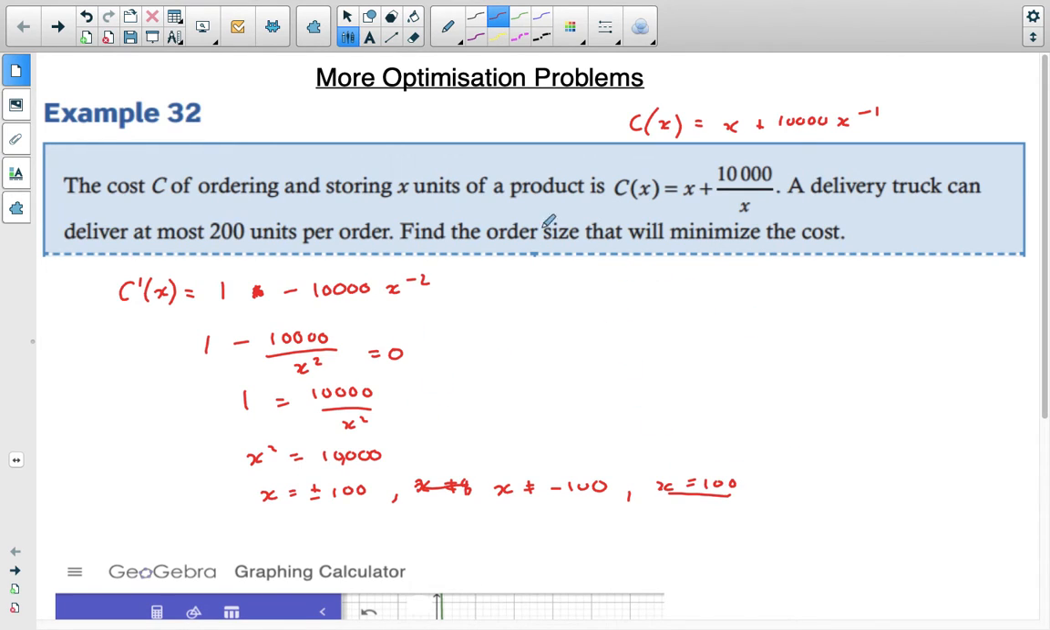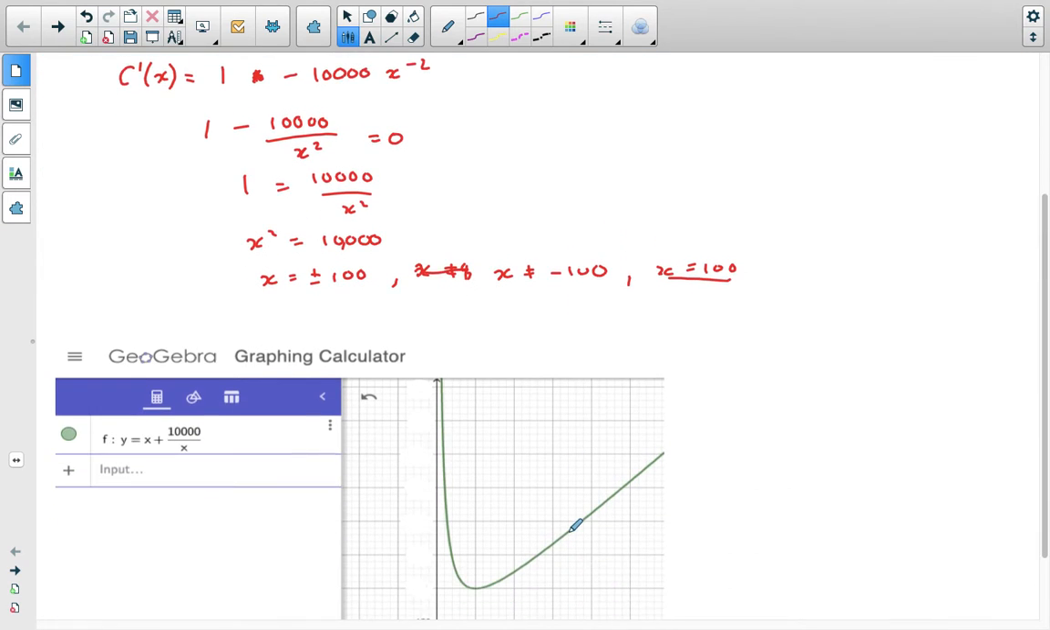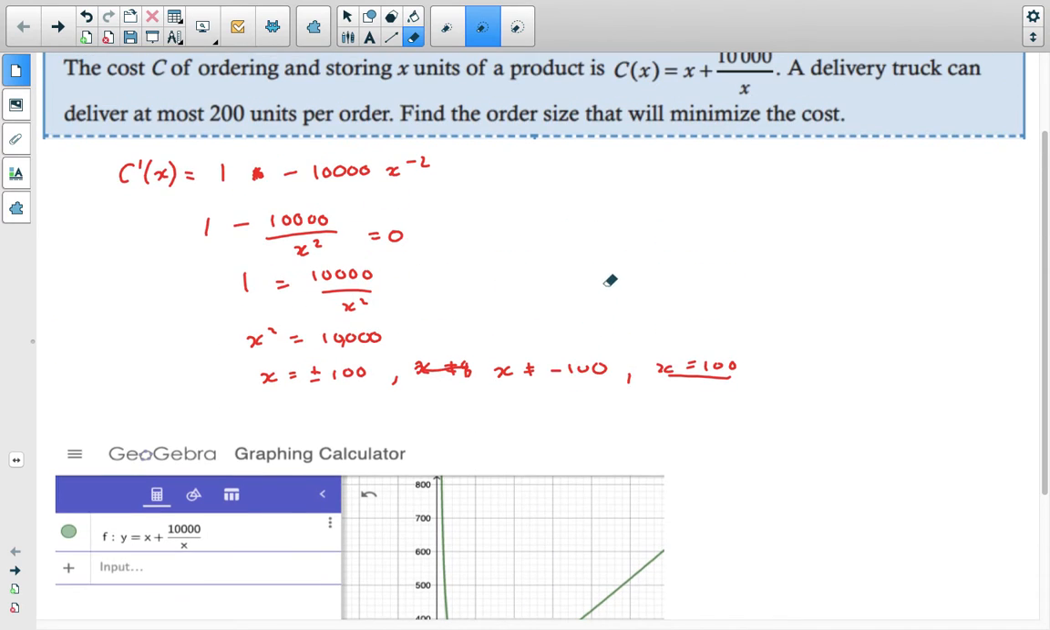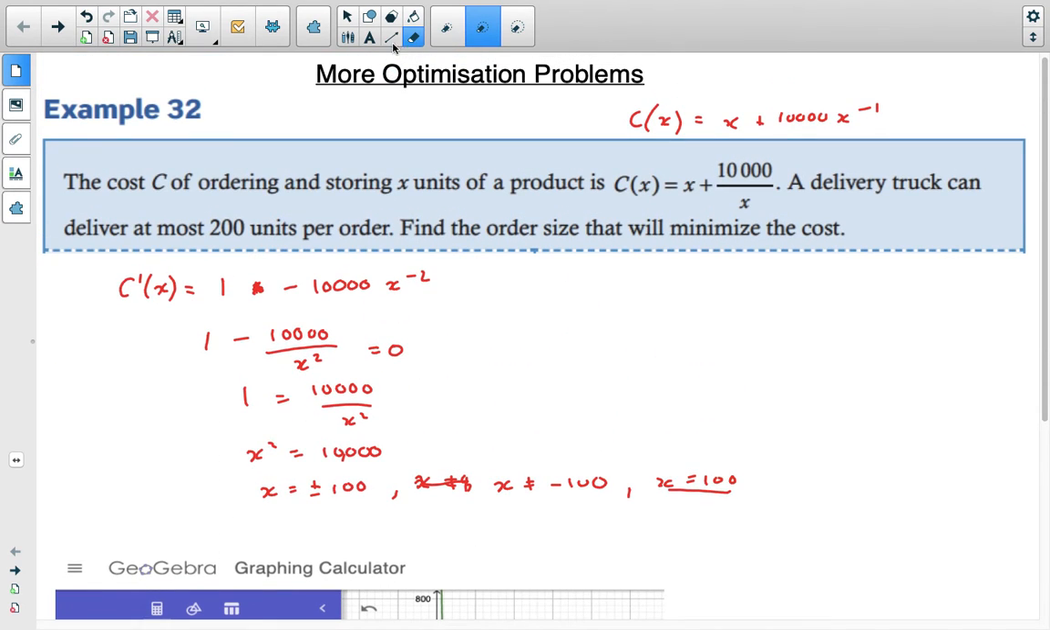Now, there's a lot that this question didn't ask. It's possible that you need to prove that this is the minimum value and not the maximum value. We can see from the graph that it is the minimum value, and if I just get rid of that, you can see that there we go. It was at 100. So it might have asked to prove it's a minimum.